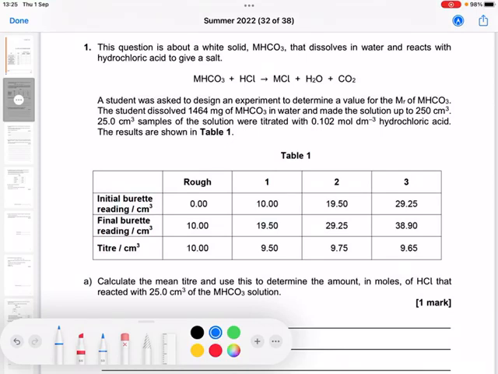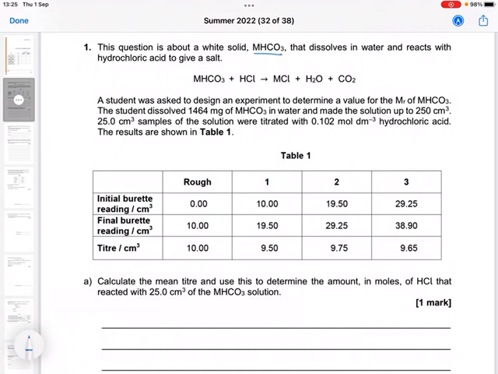Okay, this question is about a white solid, MHCO3, that dissolves in water and then reacts with hydrochloric acid to give us salt. So we've got this reacting with that, so these two are reacting in a 1:1 ratio. The student was asked to design an experiment to determine the value for the MR of this. So the MR is going to be equal to mass divided by the number of moles. That's just for later.